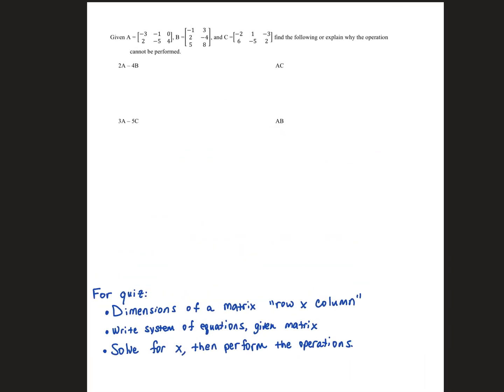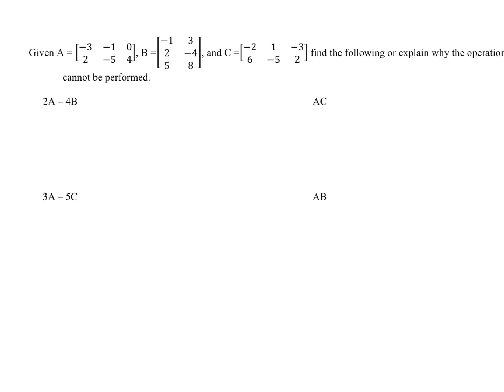Like we just said, this is part of your review for your quiz for 11.1 to 11.3. You're given that A is equal to -3, -1, 0, 2, -5, 4. B is the matrix -1, 3, 2, -4, 5, 8. And then C is the matrix -2, 1, -3, 6, -5, 2.